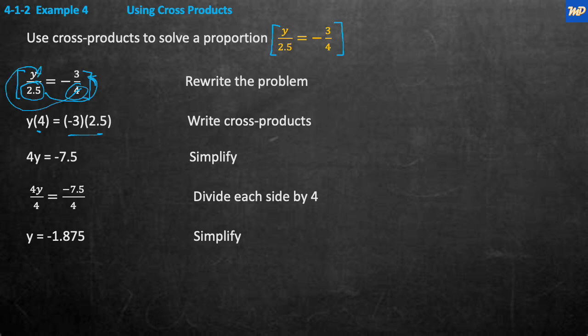Okay, so now we have that. So what do we have? You have 4y is equal to negative 7.5, because 3 times 2.5 is 7.5. So now we have to cancel the 4's, right? Get the y by itself. And when you do that, you're going to get y is equal to negative 1.875, just by simplifying. Just a little bit of cross multiplying.